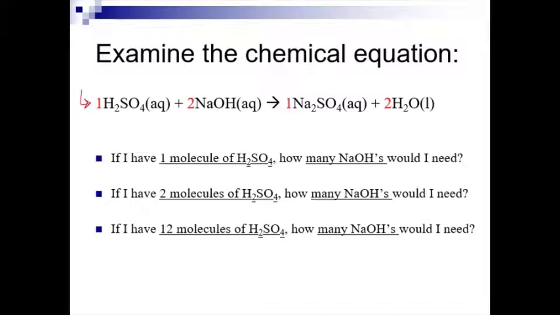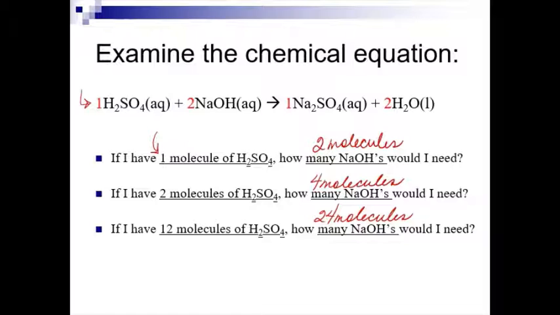Well, what's that saying? Traditionally, we have thought, oh, it must be saying that one molecule of H2SO4 will make, or well, actually requires 2 molecules of NaOH. And that's true. 2 molecules of H2SO4 will need 4 molecules of NaOH. Let's step that up. 12. Wow, that's 24 molecules.